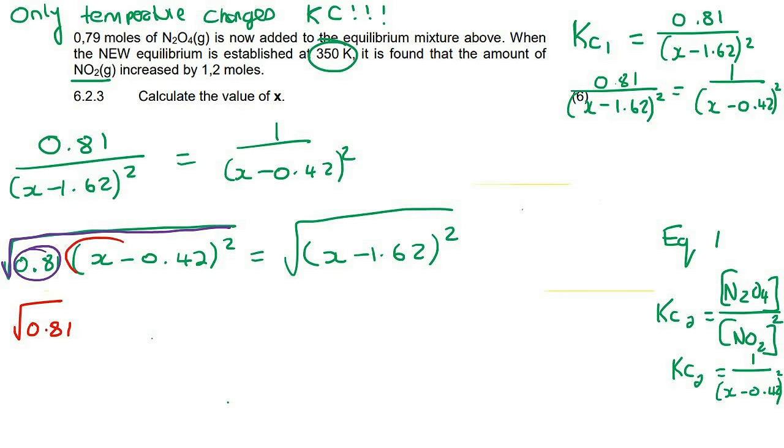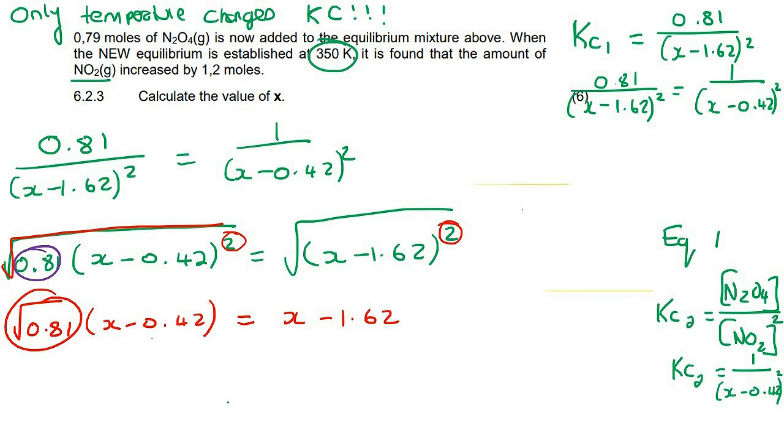But the square root of this part is just going to disappear, because a square and a square root cancel each other. So that's just going to take the square root away from that part. On the right hand side, this 2 and this square root are going to cancel each other, so we just end up with that. Now I'm just going to type this on my calculator quickly. Oh, it's 0.9. Of course. 0.9 times (x minus 0.42) equals x minus 1.62.